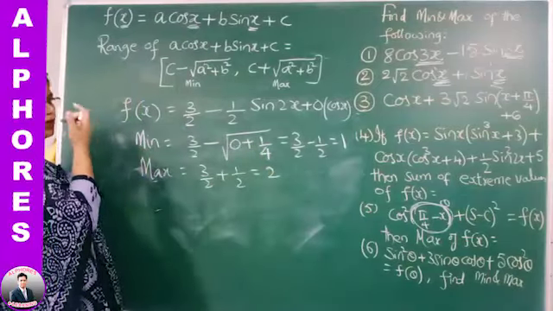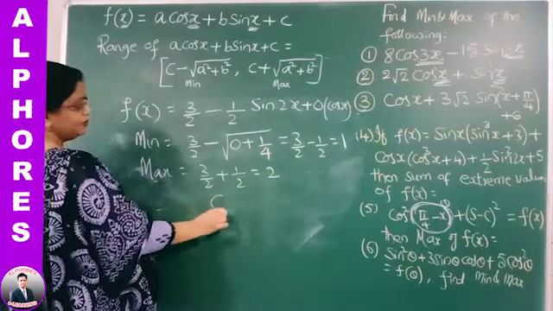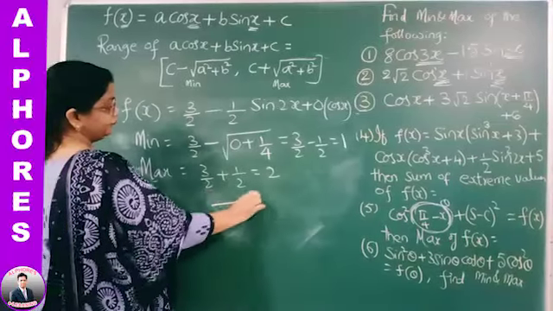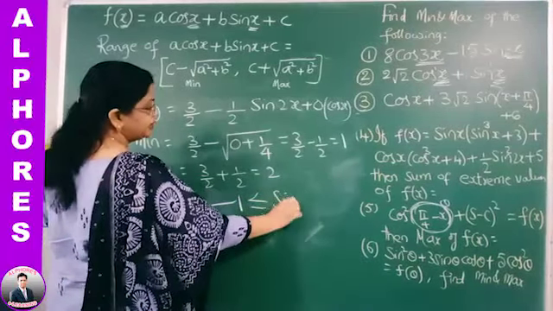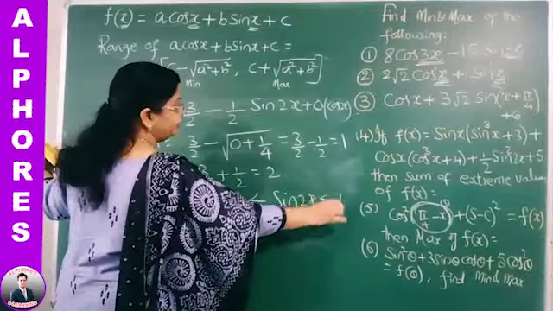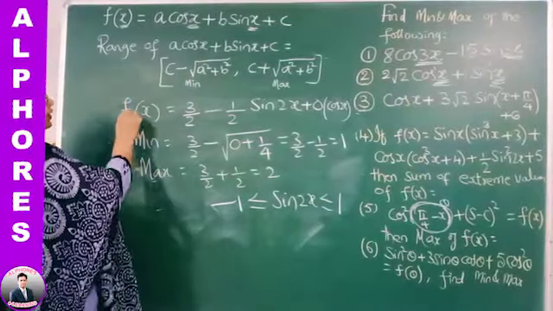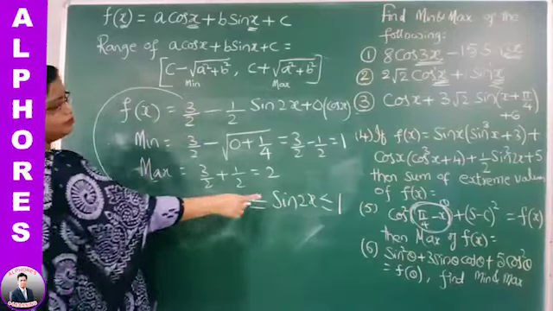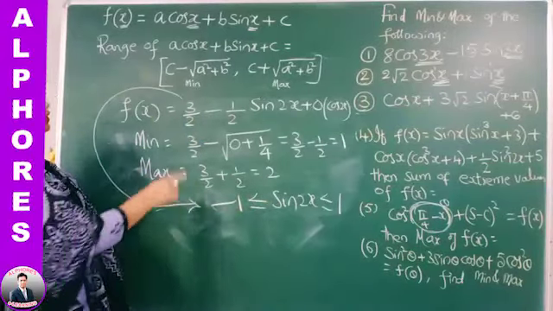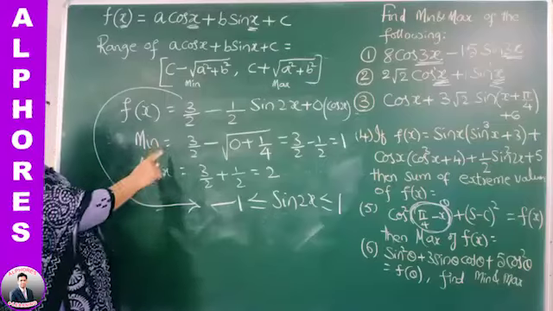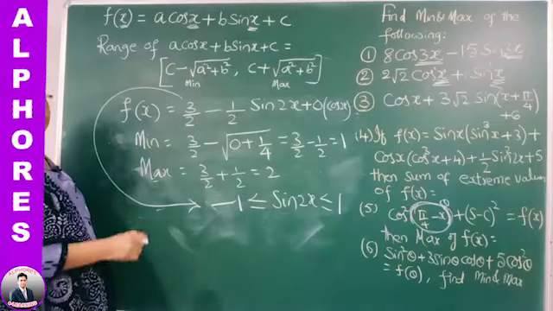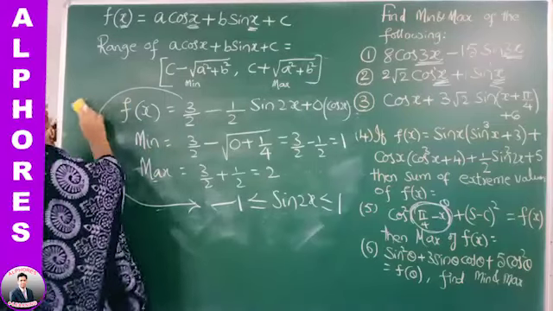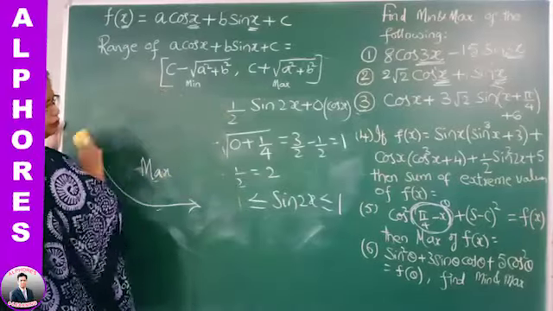So in this way you can find, or else you can simply make use of minus 1 less than or equal to sin 2x less than or equal to 1. Then convert this entire inequality in terms of this one. That means multiply by minus half and after that add 3 by 2. Then also you can get this kind of answer. Got it? Now lastly students, observe problem number 6.